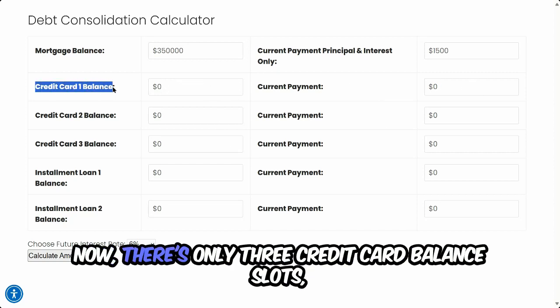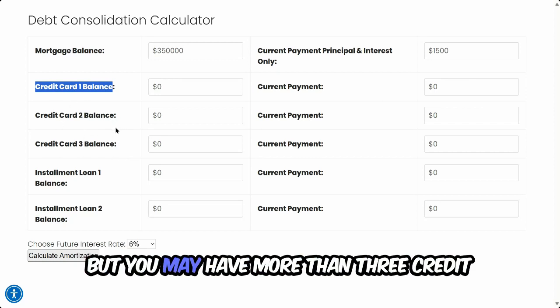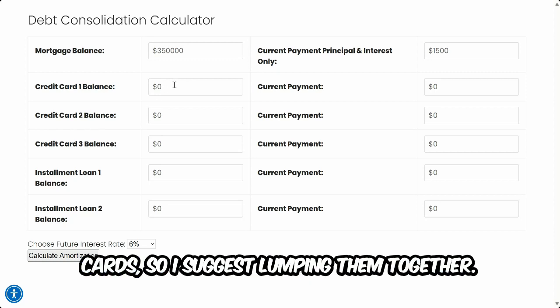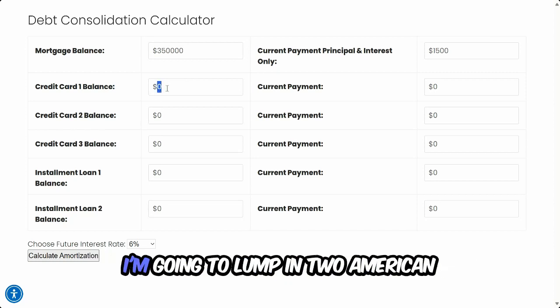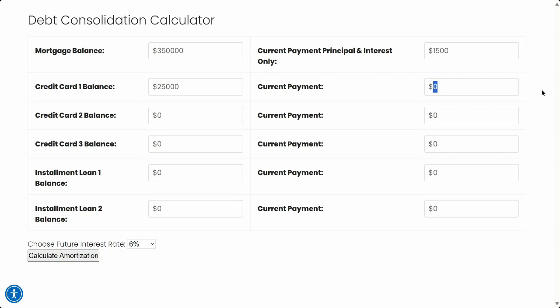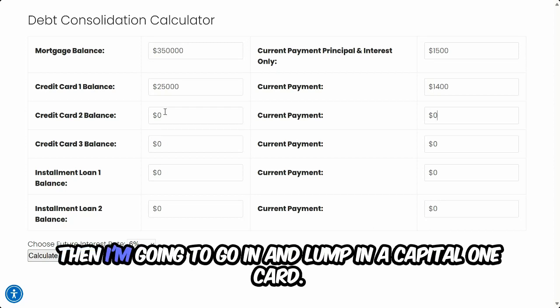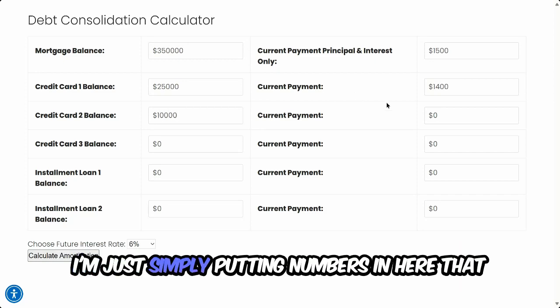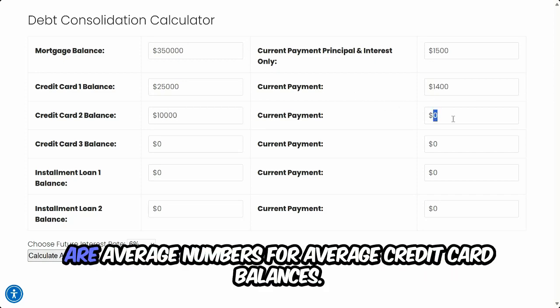Now, there's only 3 credit card balance slots, but you may have more than 3 credit cards. So I suggest lumping them together. I'm going to lump in 2 American Expresses and both of those minimum payments. Then I'm going to lump in a Capital One card. I'm just simply putting numbers in here that are average numbers for average credit card balances.